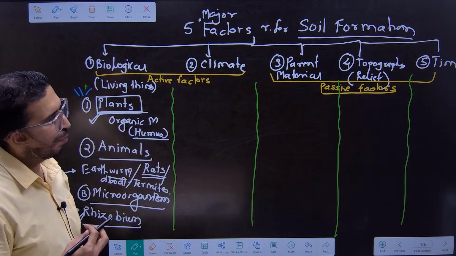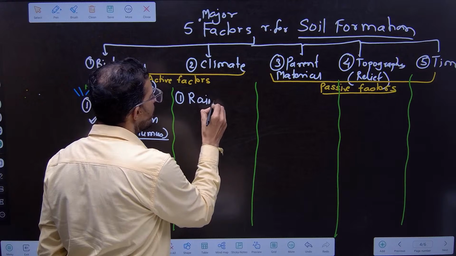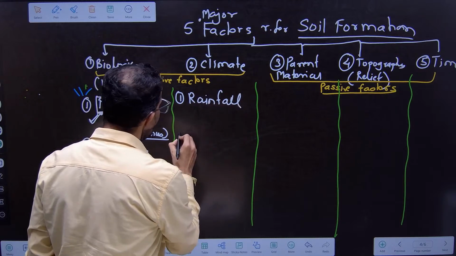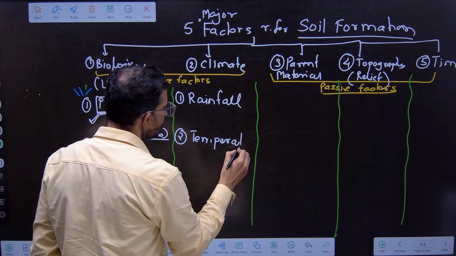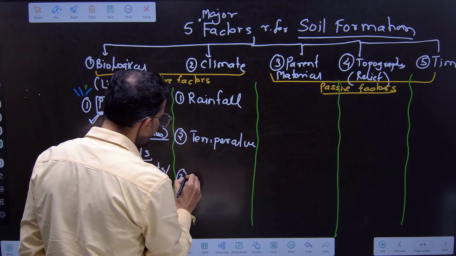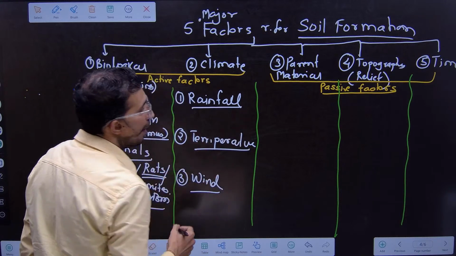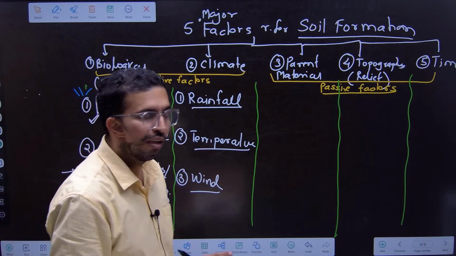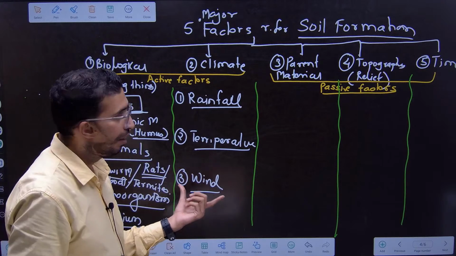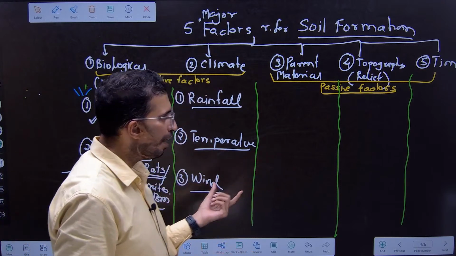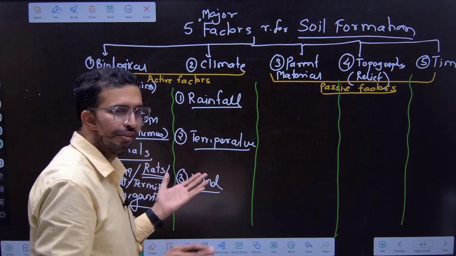Then regarding the climate, the first one is the rainfall, the climate aspect. Second one, the temperature. Third one, wind. Write down this point. These are very important. If you have this framework, this structuring of the answer, then you can write as many answers as you can, and within 5 to 10 minutes you can revise the whole chapter.